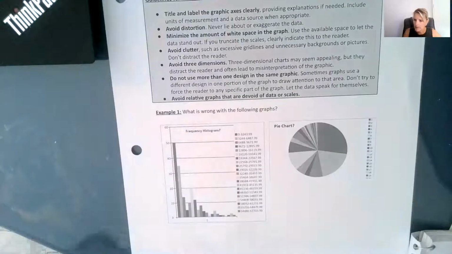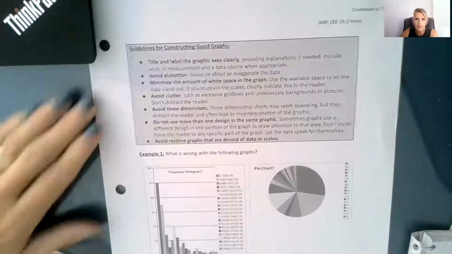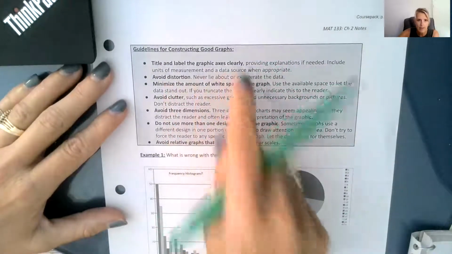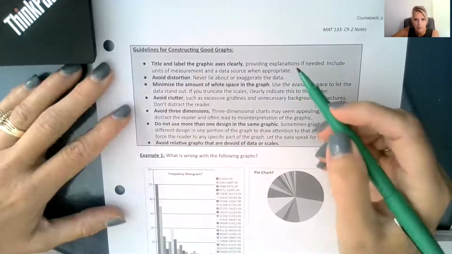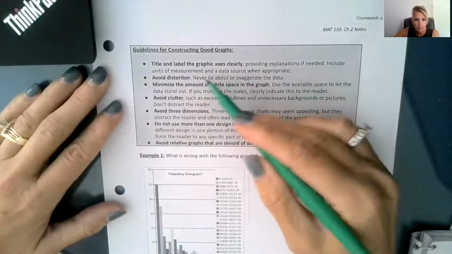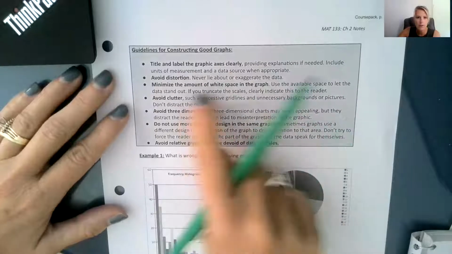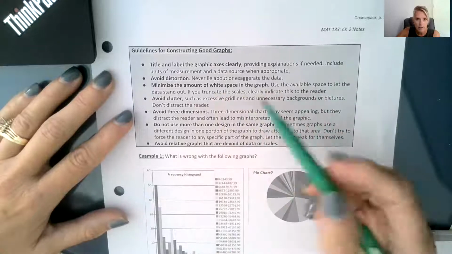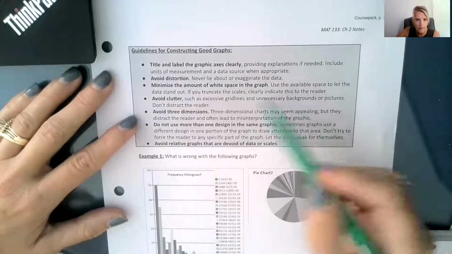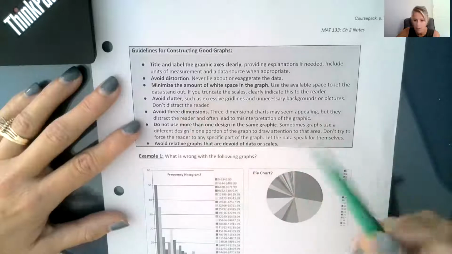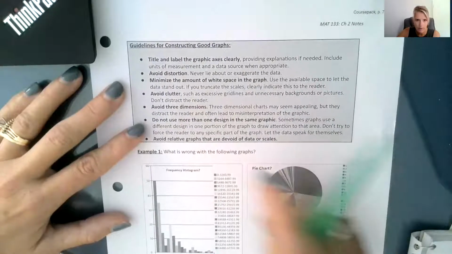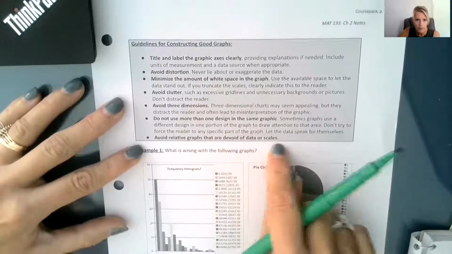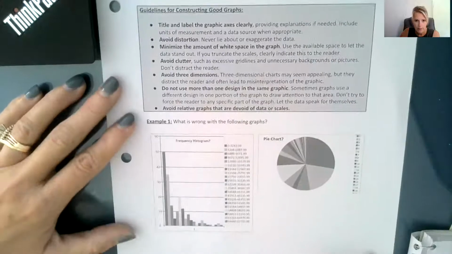So these are not good. Guidelines for constructing good graphs. A good graph has a title and label the graph's axes clearly, providing explanations if you need to. You need to have units of measurement. That's important. Avoid distortion. Never lie about or exaggerate the data. Minimize the amount of white space in the graph. Avoid clutter. Avoid three-dimensional. That's usually a really bad graph. Do not use more than one design in the same graphic. And avoid relative graphs that are devoid of data or scales.